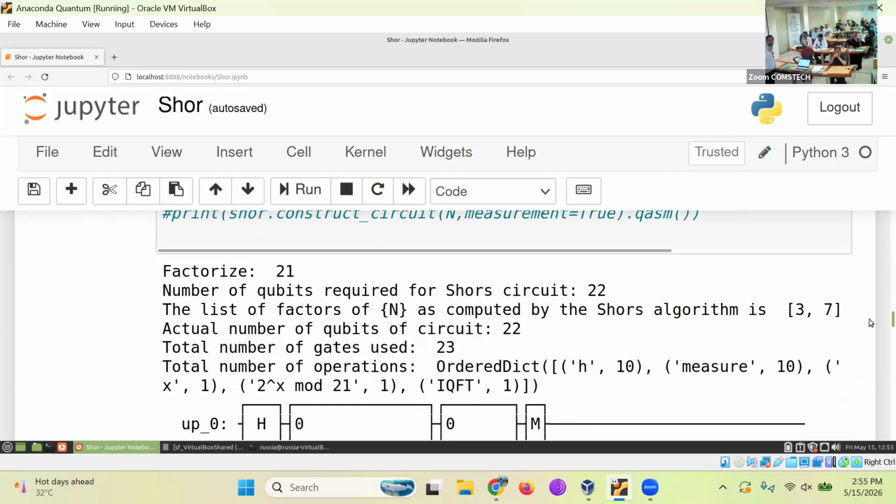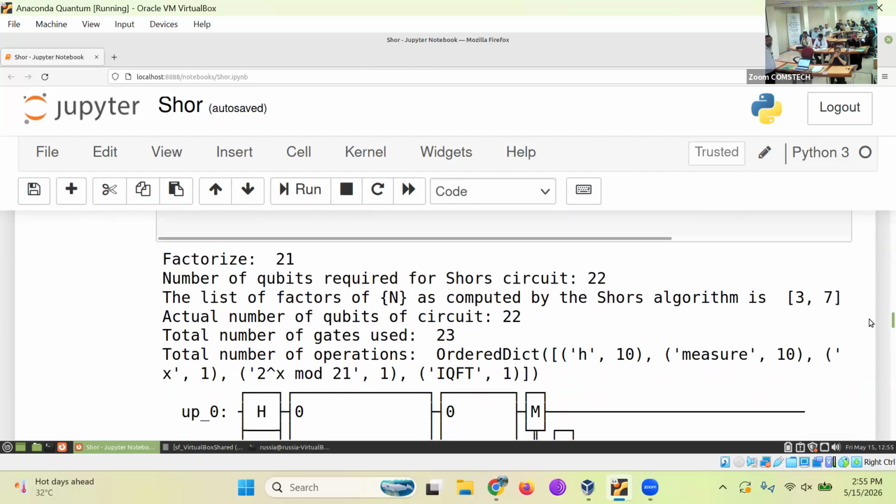So from the printing you can see I want to factorize 21. Number of qubits required is 22, and the list of factors as computed by Shor algorithm is 3 and 7, which is correct. And then the actual number of qubits in this particular quantum circuit used is 22, and the total number of gates used is 23, and these are the different gates which are shown.